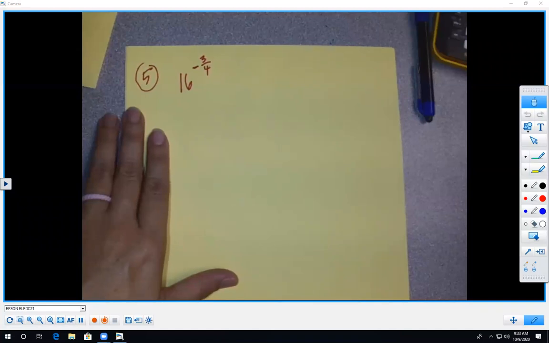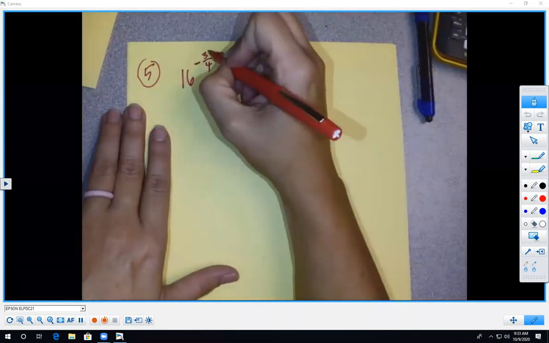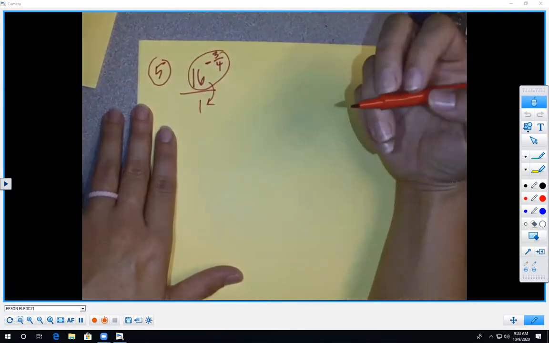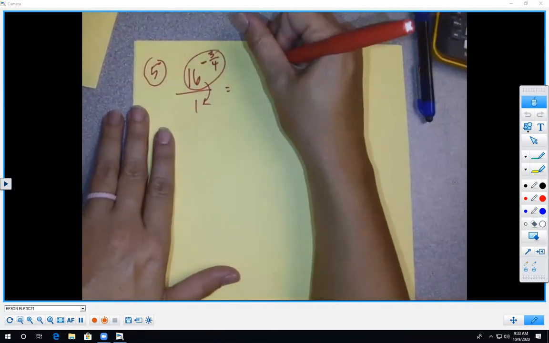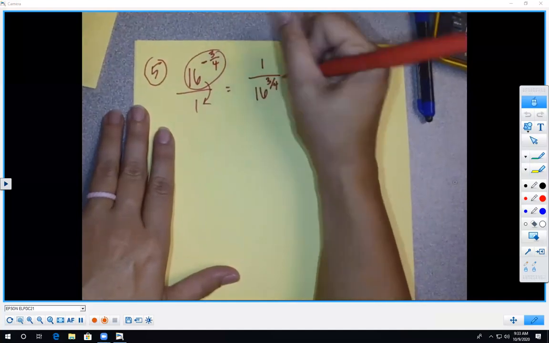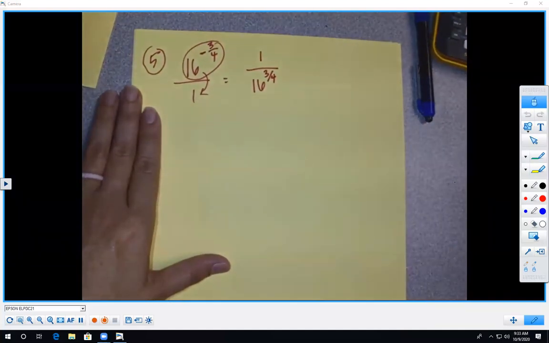What does a negative exponent mean? Or what do you have to do with a negative exponent to fix it? Move it to the bottom. So this whole thing is on top of a fraction. I need to move it down to the bottom. So it becomes a 1 on top over 16 to the 3/4 power.